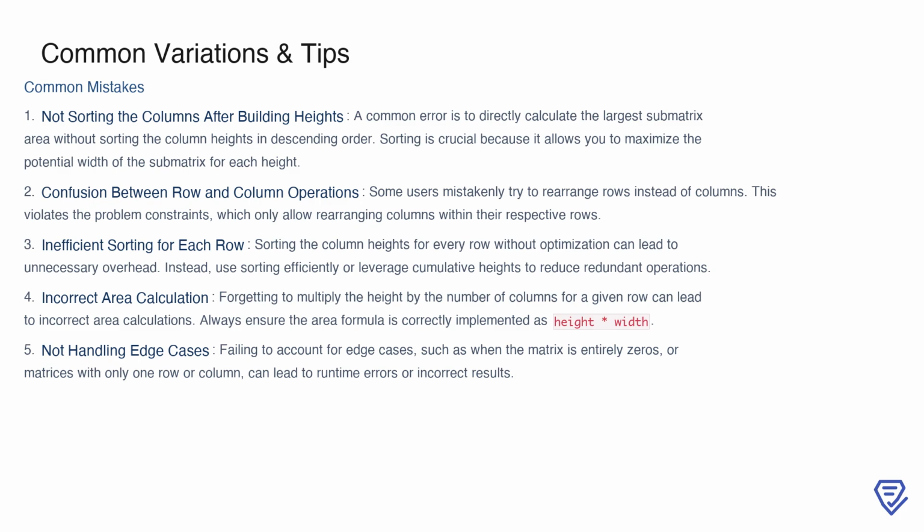Inefficiency in sorting can also become a problem. Sorting column heights for every row without optimization leads to unnecessary overhead. Instead, aim to use an efficient sorting strategy or cumulative heights to reduce redundant work. Additionally, it's easy to make mistakes in the area calculation by forgetting to multiply the height by the corresponding width. Always double-check that you're applying the correct formula, height * width. Finally, edge cases need special attention. For example, matrices filled entirely with zeros or matrices with just a single row or column can cause runtime errors or incorrect results if not handled properly. Being thorough with these details can make a big difference in solving the problem effectively.